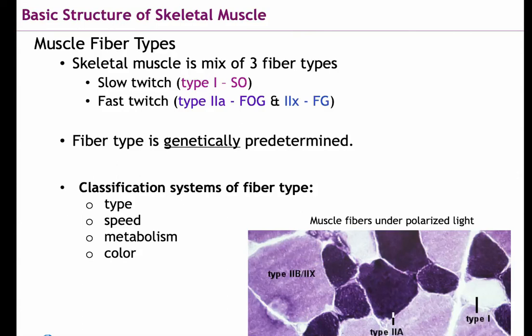Those fibers are stained with a dye solution, so those aren't actually what they look like. What they actually look like is a type 1 fiber is red in color. It's got this reddish color to it, and we'll talk about why on the next slide. And then the type 2X is really white in color. It's white, but we'll talk about why.